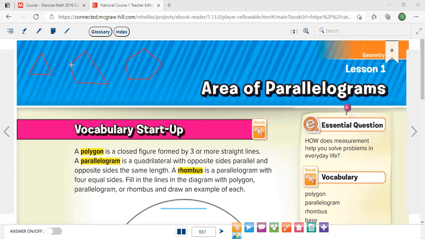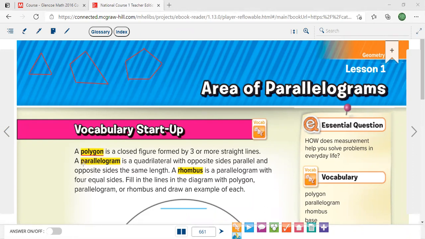So any closed figure consisting of sides, we name it as polygon. Polygon is a general name for all closed figures consisting of sides. And each polygon has its own name. So a polygon is a closed figure formed by three or more straight lines.